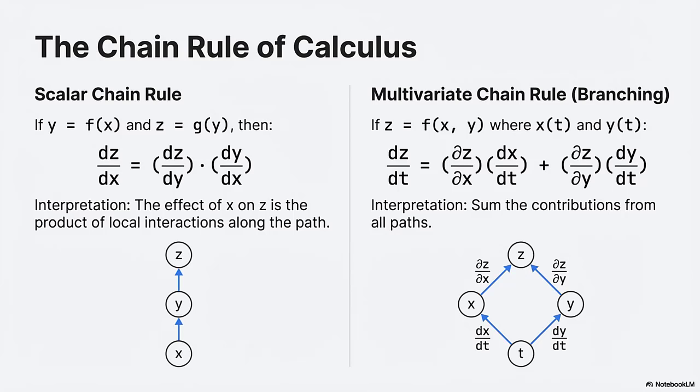Now, the scalar version is simple, but the multivariate rule is the real key for us. It tells us to find the total influence on a variable by, and this is the important part, summing up the contributions from every single path that leads to it. This idea of summing up influences is absolutely central to how backpropagation works.